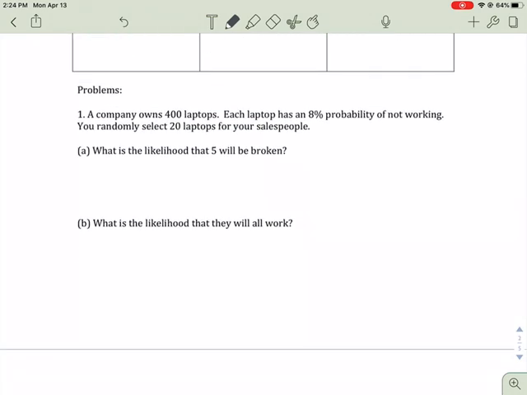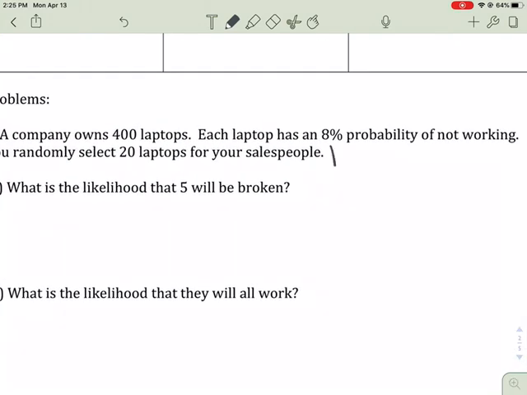All right, so if I look at the first one, we have 400 laptops. Each laptop has an 8% probability of working or not working. We randomly select 20 for your salespeople. So right away, I see a set number of trials, which is 20. And I have a success rate of 8%. So to me, this tells me this is a binomial problem.